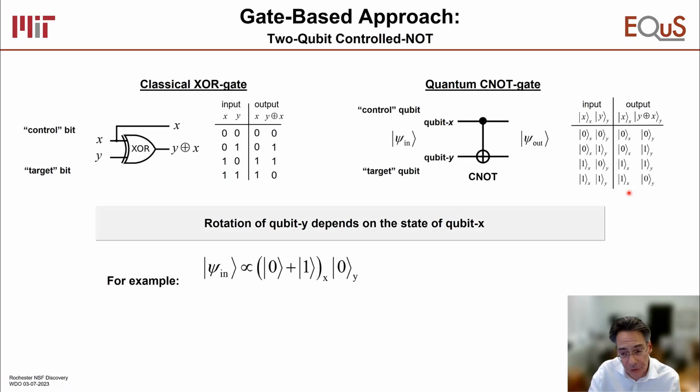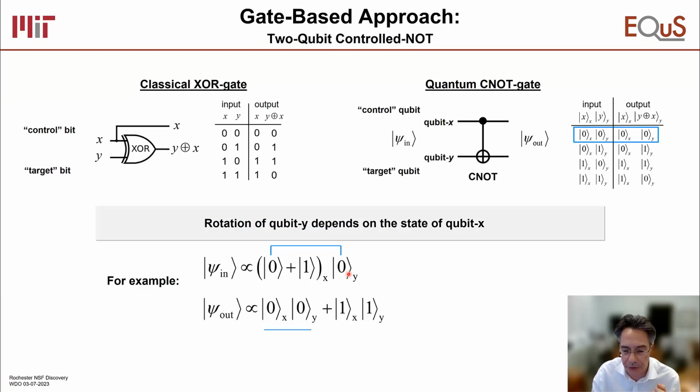And this has some very interesting consequences. So for example, if we take a state where the control qubit X is in a superposition of 0 and 1, and the target qubit Y is in state 0, we get some interesting results. So we can take it one by one. The rules of linear algebra apply here. So when the control qubit is in 0, right, the target qubit is just passed to the output.